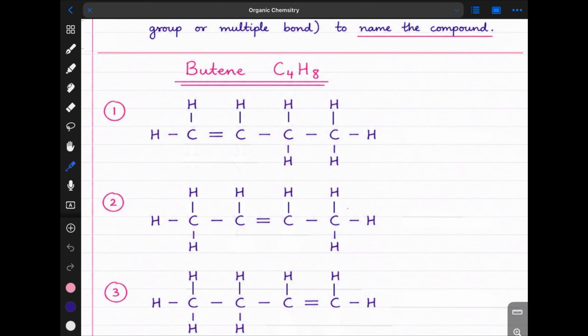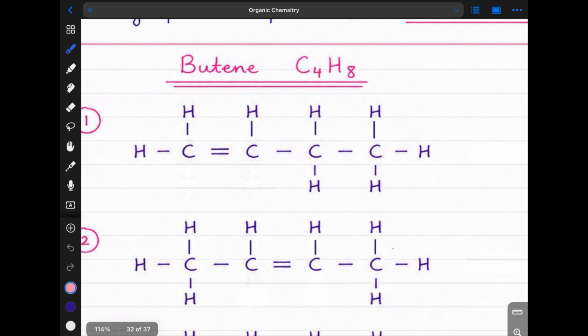Alright, you can see that both of these carbon atoms contain this double bond, so we have to start numbering from here. So let's first number it with 1, then we've got the 2, then we've got the 3, we've got the 4. Now you have to do the opposite. You have to start numbering from here: 1, 2, 3, and then 4.